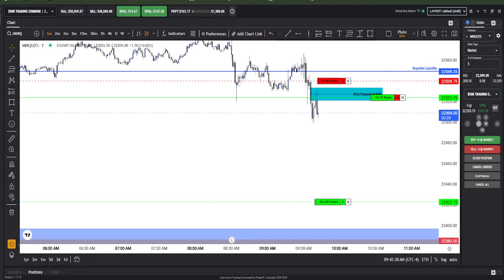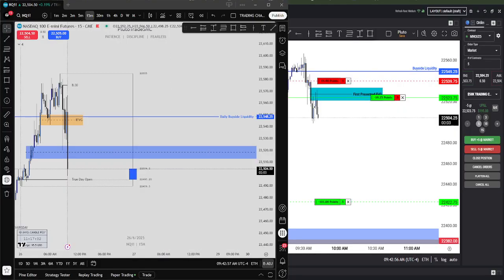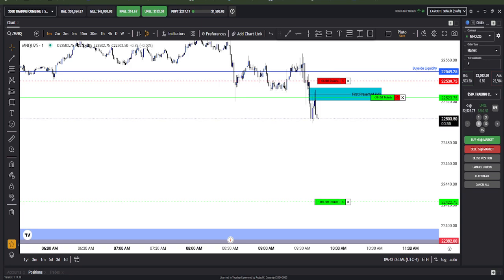Like I said from yesterday, I'm a little late, but I'm in shorts right now. It's the same idea. I went short off the first presented fair value gap, and I'm also watching a short base of the first presented gap.